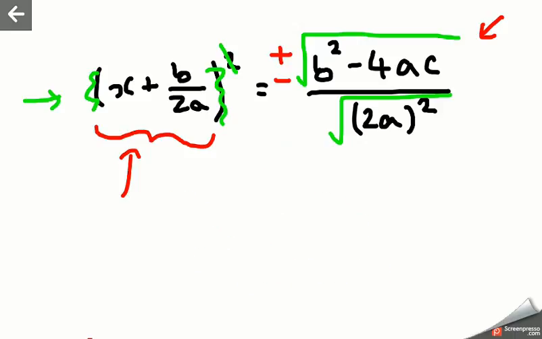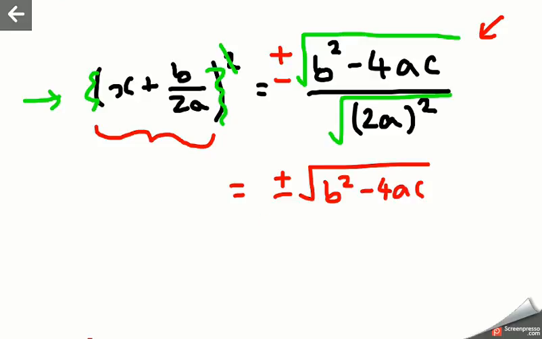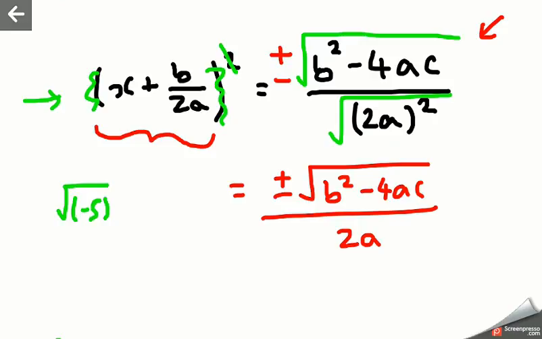Okay, what about the sign of a though? What we ended up saying in our working was that this is equal to plus or minus the square root of b² − 4ac, and then we divided it by just 2a. The square root of (2a)² is equal to 2a. Is that a problem? It kind of looks like it should be, because the square root of (−5)² is equal to the square root of 25, which is actually equal to positive 5. So the signs swapped over.